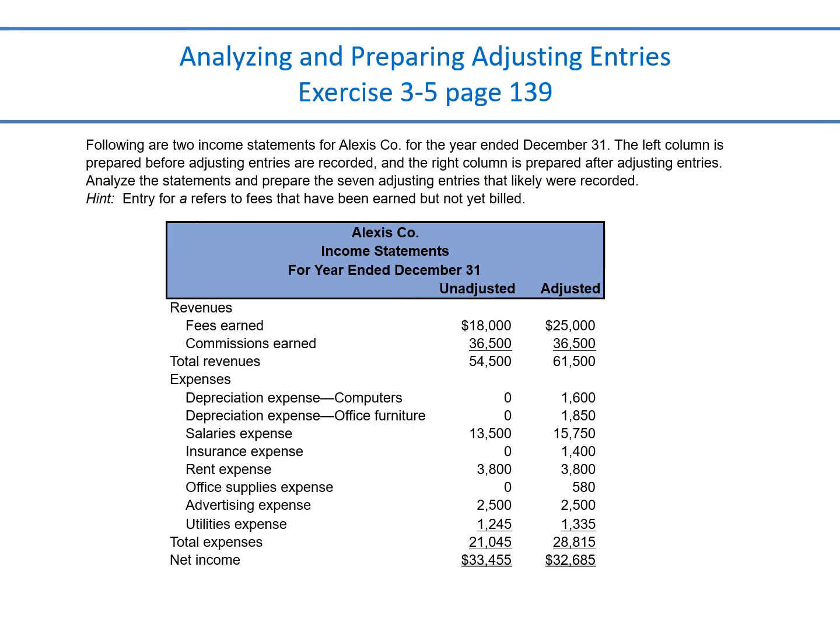Okay, so analyzing and preparing adjusting entries. The following are two income statements for a Lexus company. The left column has the unadjusted trial balance. The right column is from the adjusted trial balance. They want us to analyze the statements and prepare the 7 adjusting entries that were likely recorded.